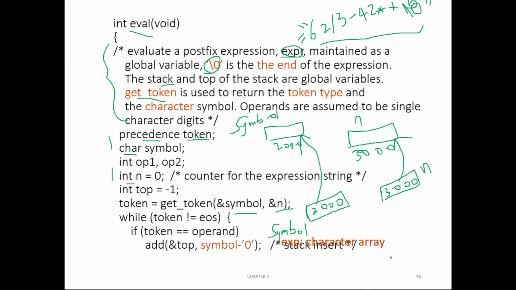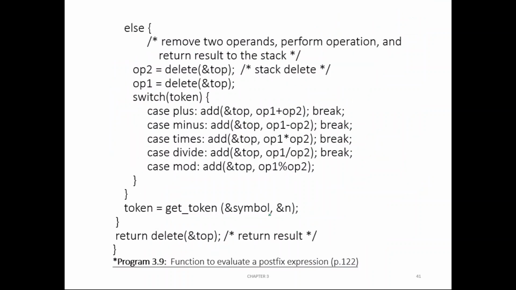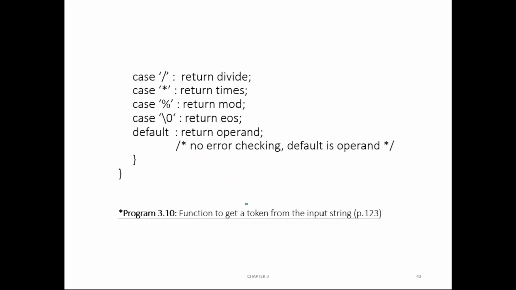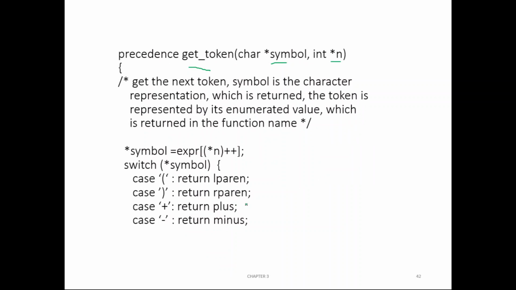So get token of &symbol, &n, that's what we are passing, right? So let us see what is &symbol and how it is going to read. This starting address you have passed to this function get token. What it is going to do is *symbol = expression of *n++. What is *n?